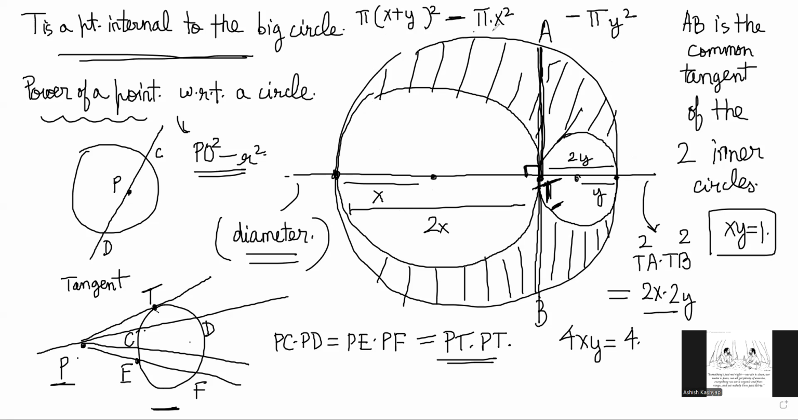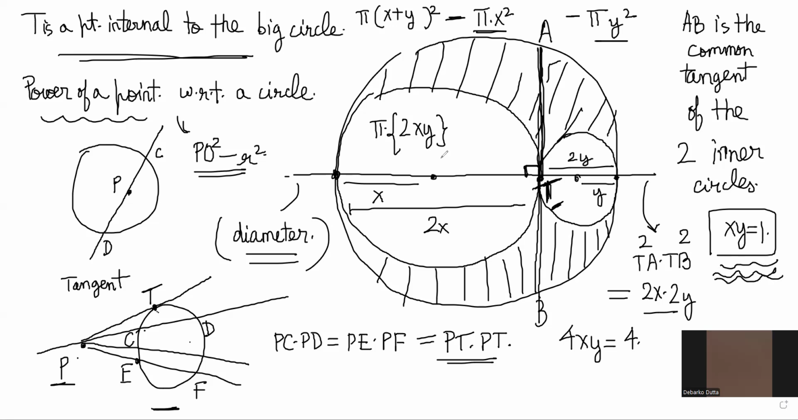Is this going to be the correct area? Yes, sir. So take pi common, you will realize it will be (x plus y) whole square minus x square minus y square. So that is 2xy, right? Right, sir. And we know xy is 1, so 2 pi.